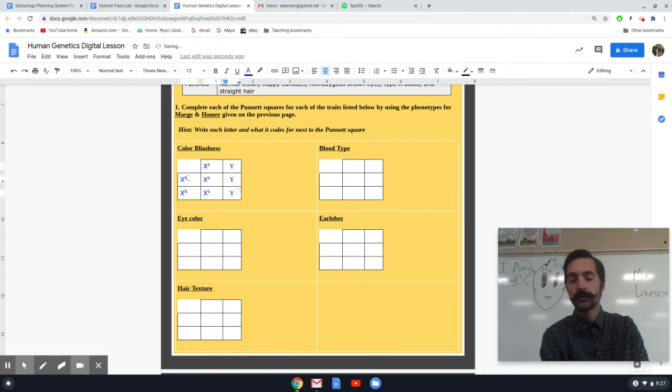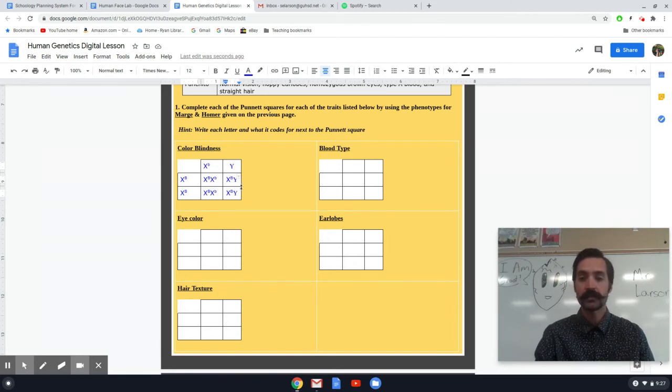And then now we're going to cross over and use what Marge shares with her offspring. So Marge is going to pass this one down to these children. This X chromosome goes to these children, and then this X chromosome gets passed down to these children. So these are all possibilities of the offspring that Marge and Homer could have.